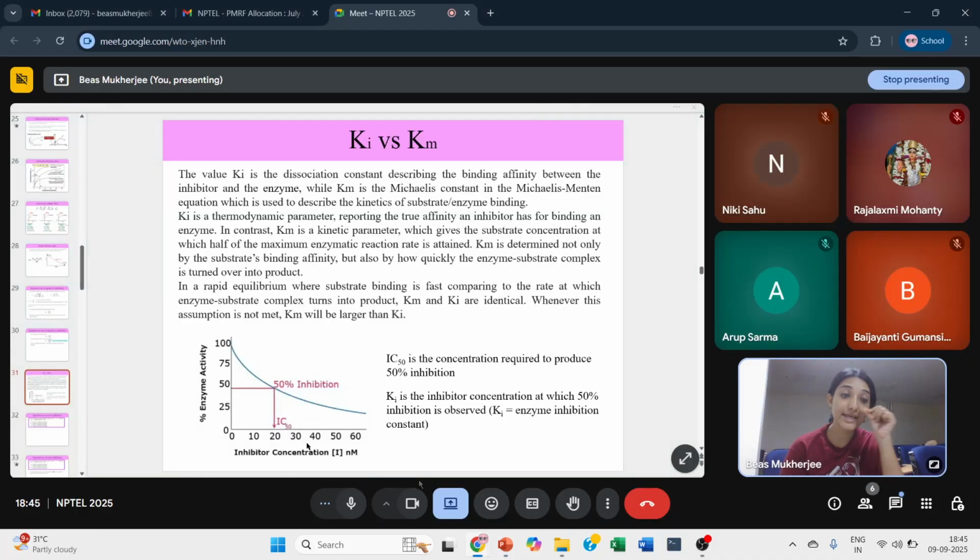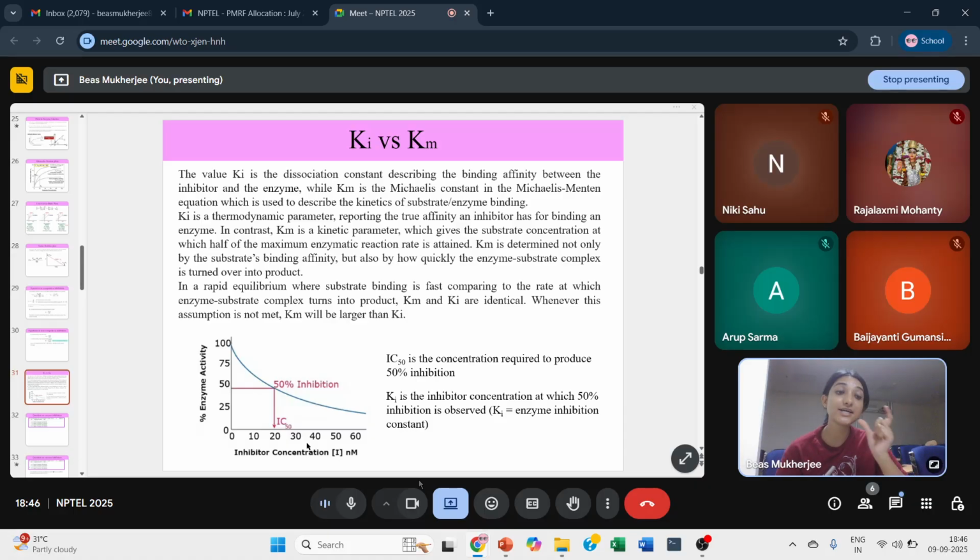Now we will talk about Ki and Km. Okay, so the value of Ki is the dissociation constant describing the binding affinity between the inhibitor and the enzyme, while Km is the Michaelis constant in the Michaelis-Menten equation, which is used to describe the kinetics of substrate or enzyme binding. Ki is a thermodynamic parameter reporting the true affinity an inhibitor has for binding an enzyme. Okay, that is between enzyme and substrate, but Ki is for enzyme and inhibitor. Okay, affinity for inhibitor and enzyme.